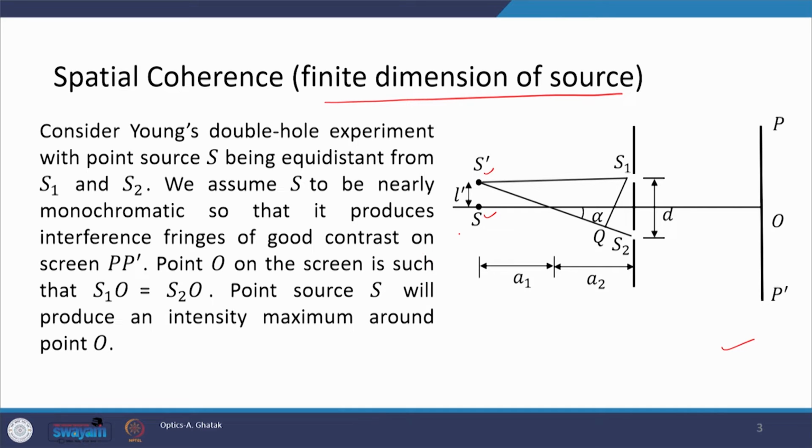Now, it is also assumed that S is nearly monochromatic and therefore it produces interference fringes of good contrast on this screen P P prime. O is a point at the center of the screen, on the axis of symmetry. Therefore, the path length S1O would be equal to S2O, and the point source S will produce an intensity maximum around point O.